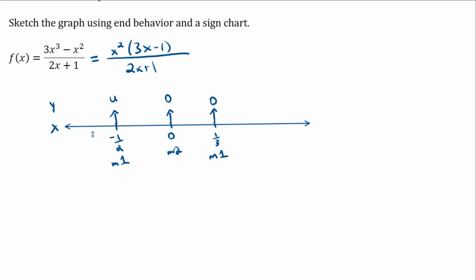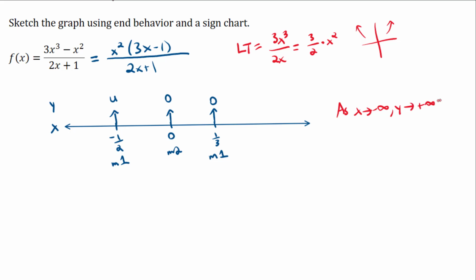Now we can use a calculator to do this, but I'm going to walk through finding the end behavior and the signs with the leading term and the multiplicities. So my leading term on top is 3x cubed, and on bottom is 2x, which reduces to a coefficient of 3/2 times x squared, which means both ends go to positive infinity. So as x goes to negative infinity, y goes to positive infinity, and as x goes to positive infinity, y also goes to positive infinity. So on my left end, I've got positive infinity, and on my right end, I've also got positive infinity.